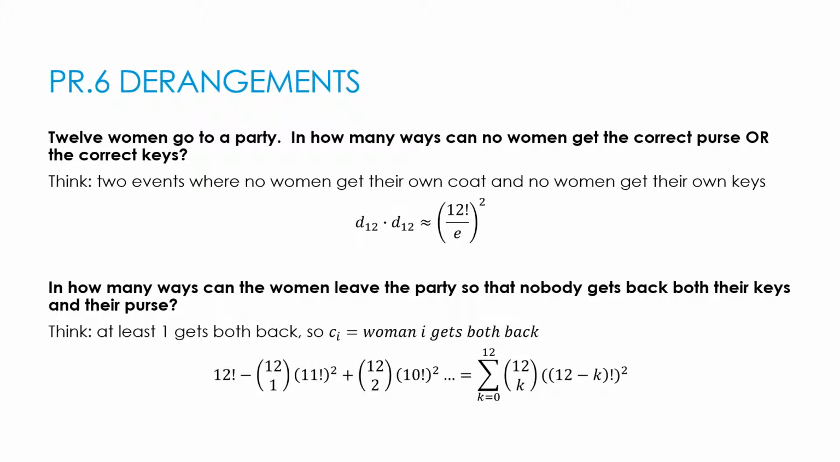We're saying, hey, let's start with the full Monty, right? Start with everything, which is the sample space, 12 factorial, and then use the principle of inclusion exclusion. And again, notice I'm squaring it because I'm saying essentially that two events are happening. So I would end up with the summation from k equals 0 to 12 of 12 choose k, (12 minus k) factorial, quantity squared.